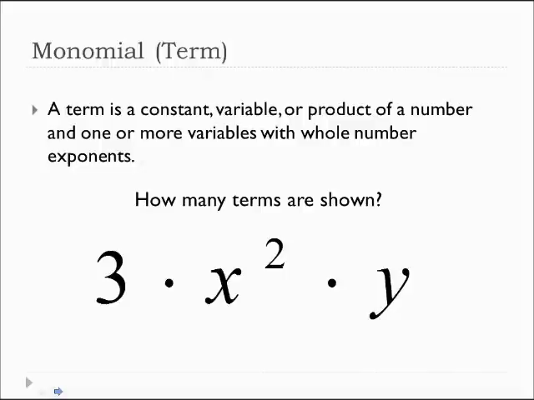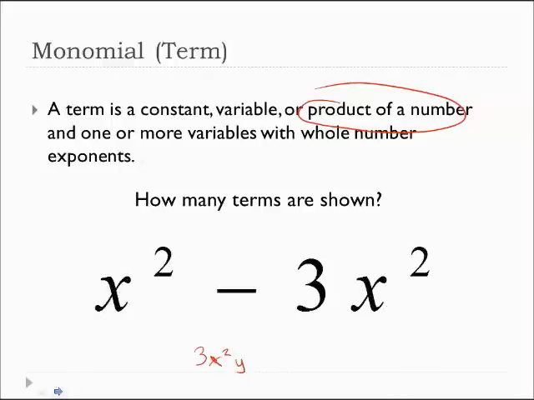This is still one term, because remember, one term is the product of a number and one or more variables. Multiplication is a product, which means this is one single term because it's the product of a constant and variables. You could also write this term as 3x squared y. But writing it differently doesn't change how many terms it is. It's still one term and still one monomial, regardless of how it's written.